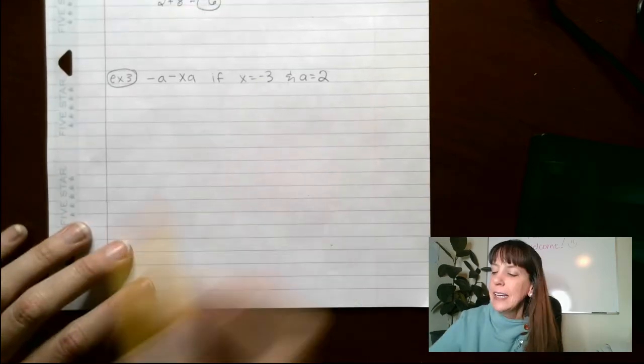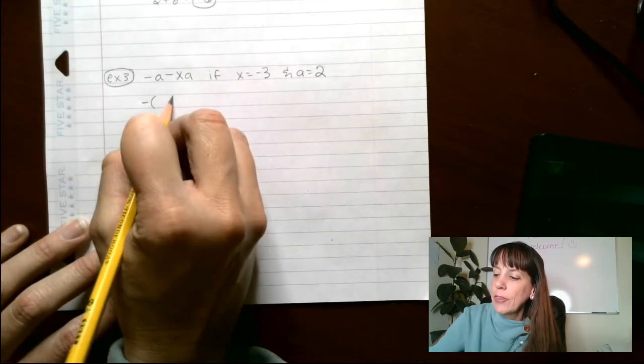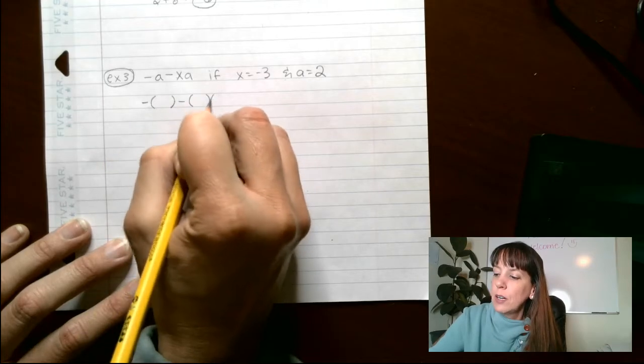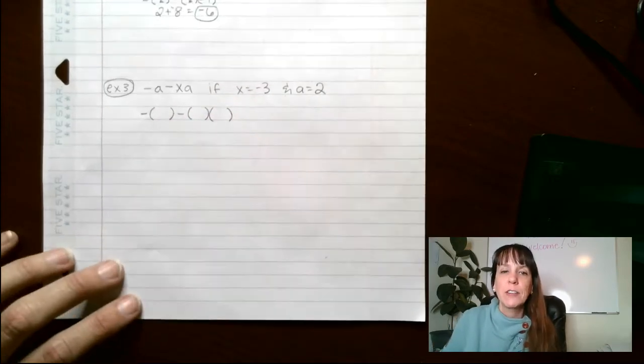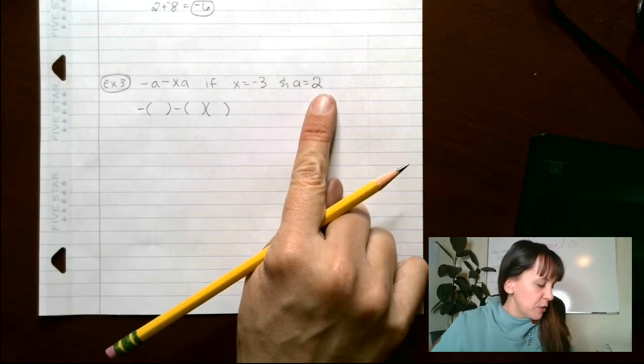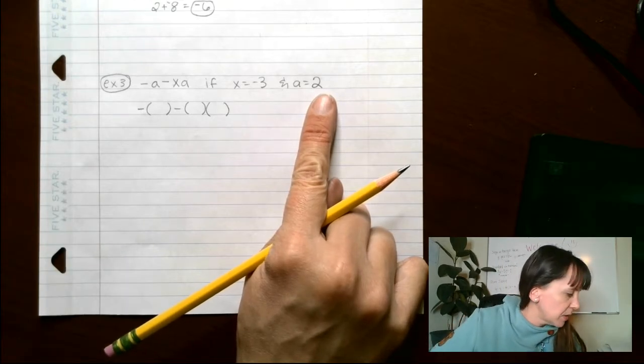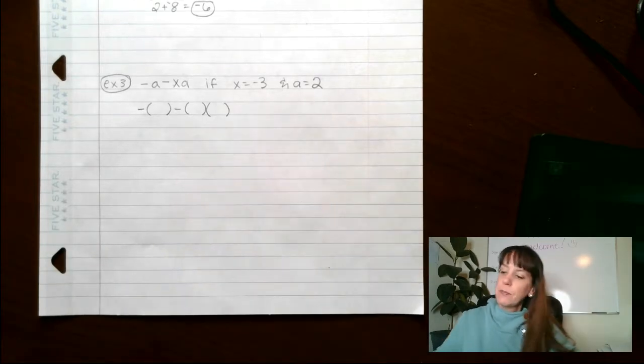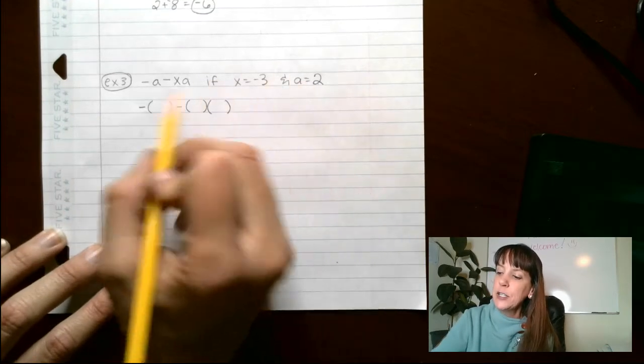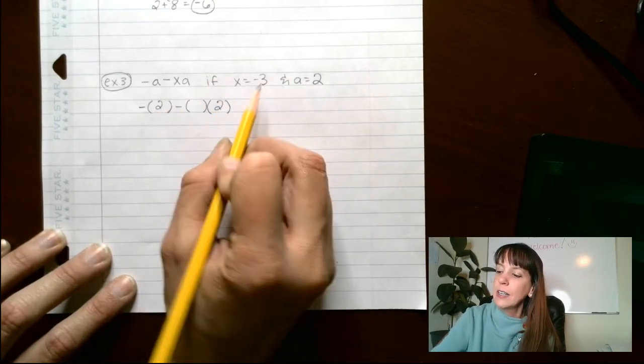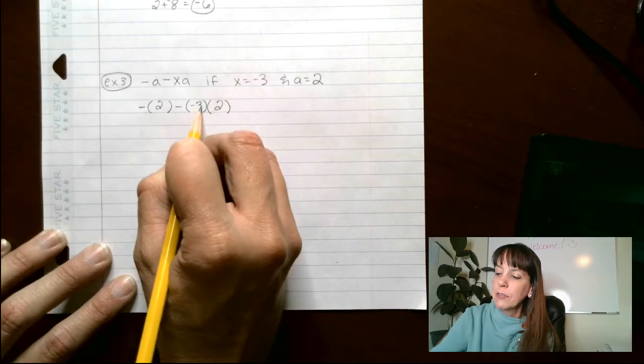Let's take a look at this guy. Again, we're going to start by putting in parentheses wherever those variables are. All right, so for A, we have +2. Let me make sure I wrote that down right, because I thought there was one that, it is +2. Okay, so we're going to plug in 2 wherever there's an A, right here. And then for an X, we're going to do -3.